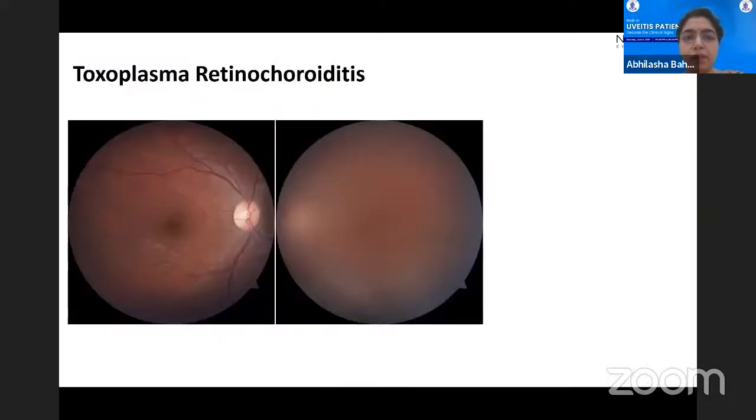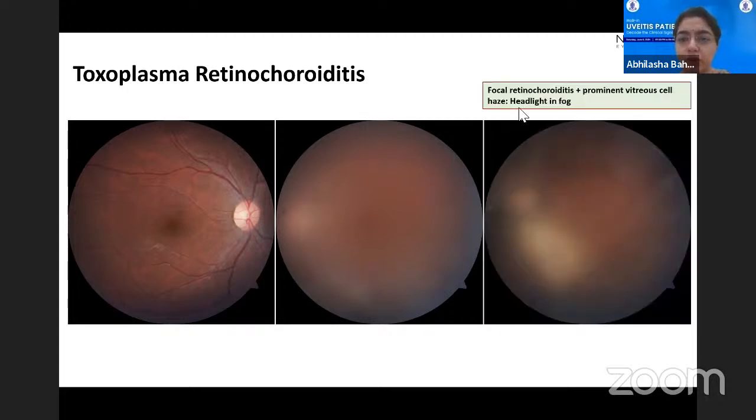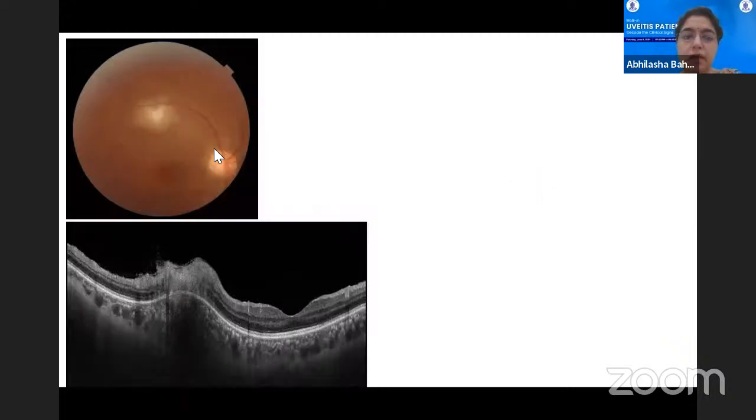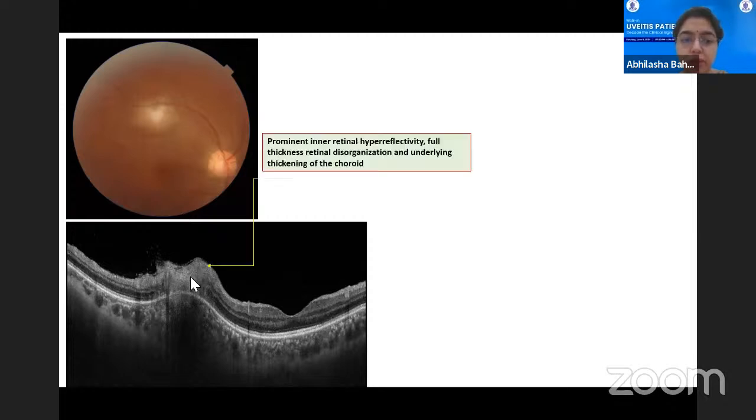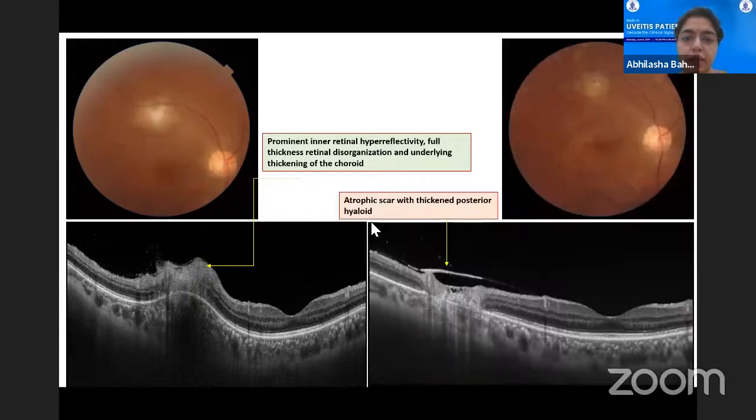Coming to toxoplasma retinochoroiditis, most of the speakers have spoken about it. The typical lesion is a focal retinochoroiditis with prominent vitreous cell haze, what we call headlight in fog. In this case, the vitritis is not prominent. Here, the typical OCT picture helps in the diagnosis: there is prominent inner retinal hyperreflectivity, full thickness retinal disorganization, and underlying thickening of the choroid. Healing is with atrophic scar, and a thickened posterior hyaloid is seen.